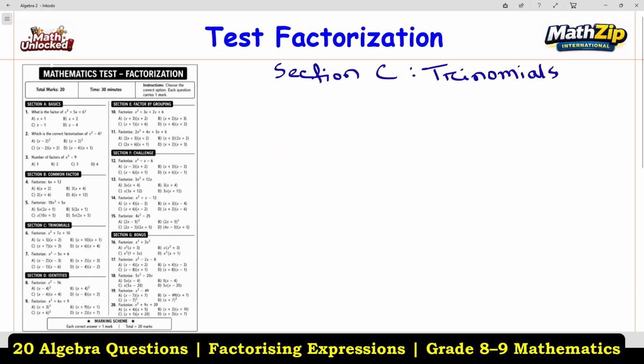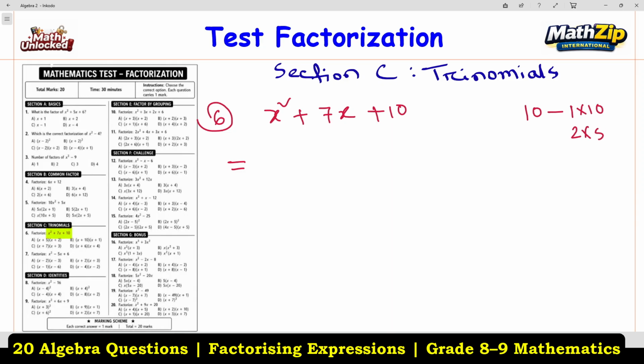Section C. Question 6. Factorize x² + 7x + 10, and we have to find the correct one. Here are some options. This 10 we can write as 1 times 10, 2 times 5. 2 plus 5 is also 7. So we can write this as x² + 5x + 2x + 10.